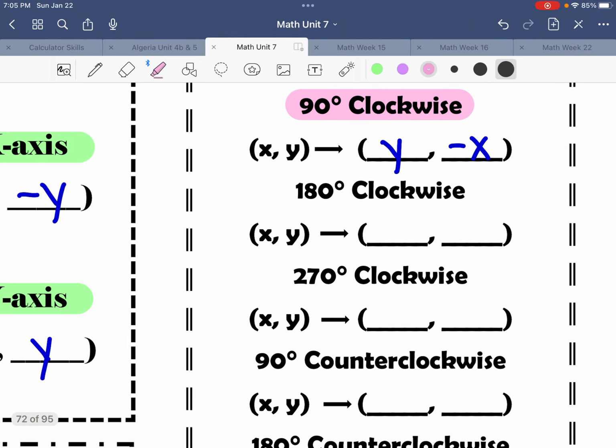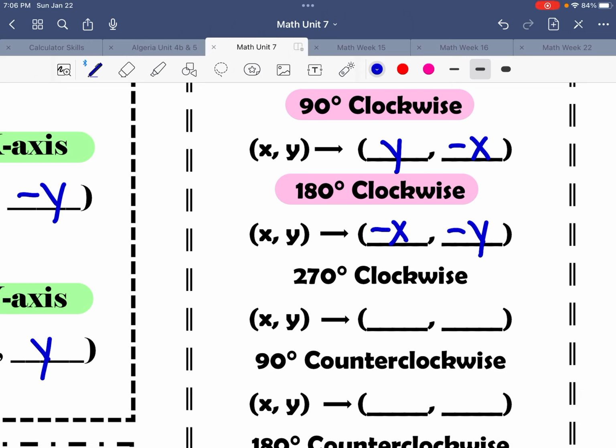For 180-degree clockwise rotation, that rule is (negative x, negative y). In other words, you would just change its sign to the opposite sign. If you start out with negative 5, and it rotates 180 degrees clockwise, it's going to become positive 5. So that's just negative x, negative y. Pretty easy rule to remember.